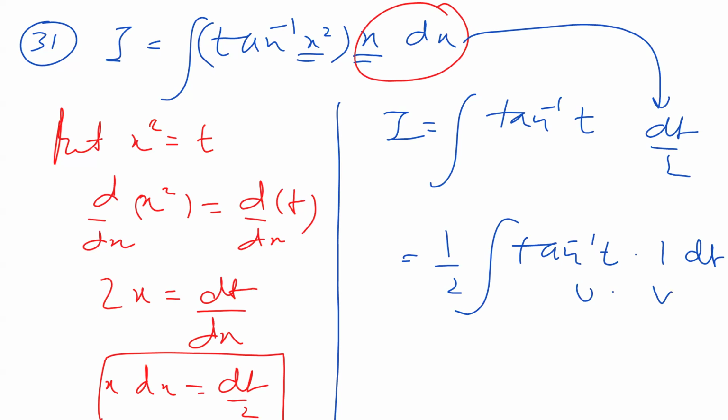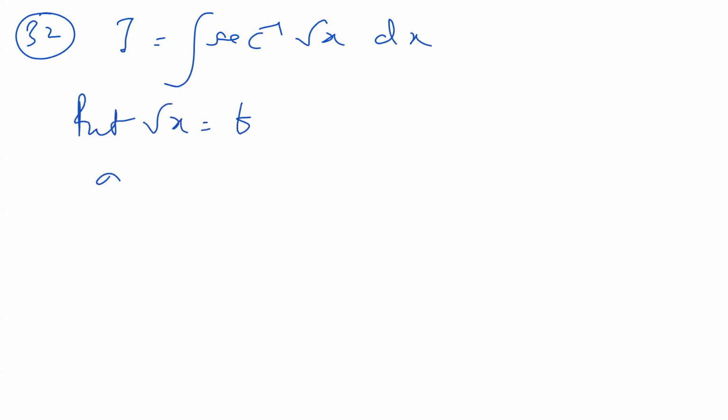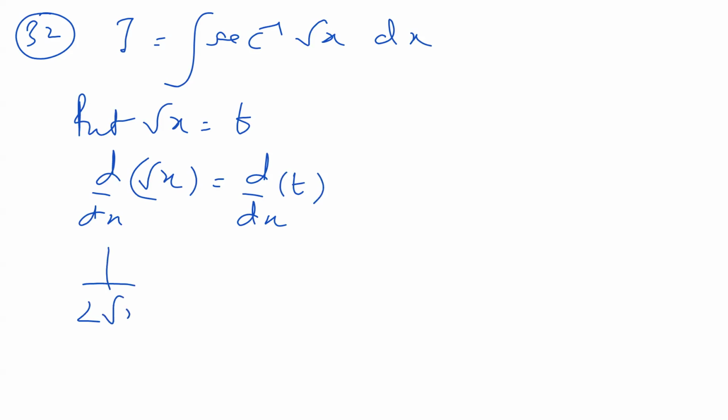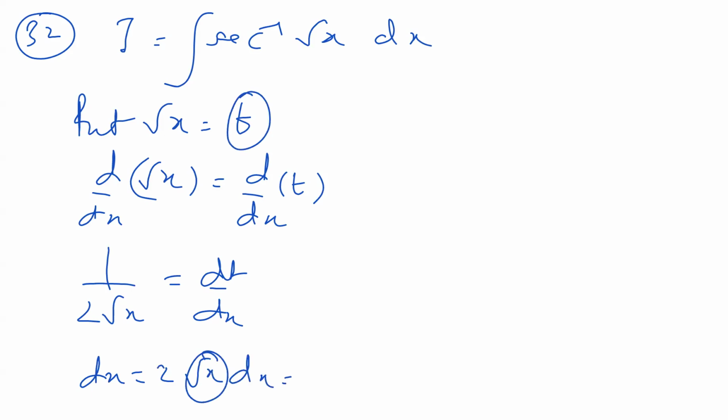Question number 32. Integration of sec inverse root x dx. Now put root x is equal to t, dy dx of root x, dy dx of t, 1 by 2 root x dt by dx. So dx is equal to 2 root x dt. Now this root x is nothing but t. So this is going to be 2t dt.